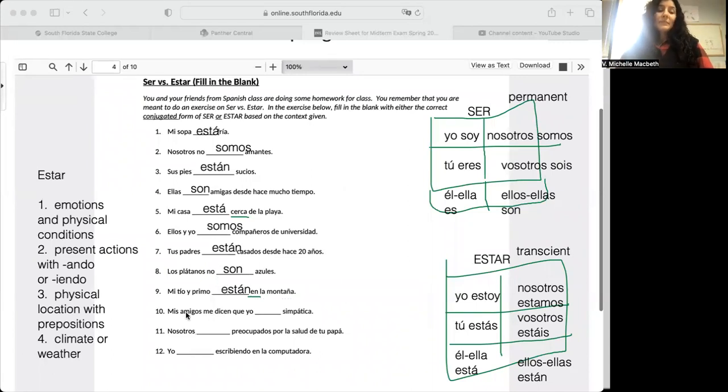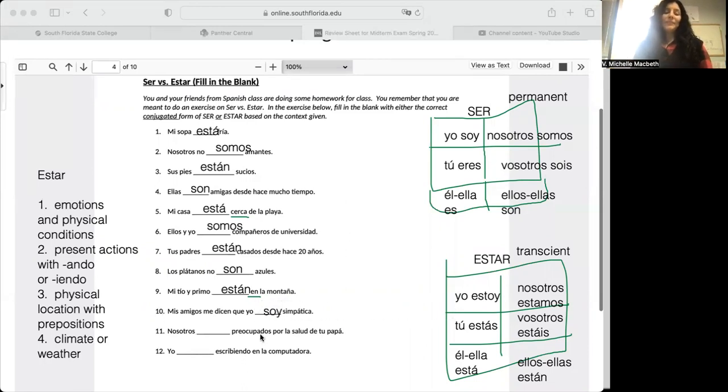Ok. Mis amigos me dicen que yo simpática. So, is being a nice person, is that an emotional or physical condition? No. Is it a present action with ando or yendo? No. Is it a physical location with a preposition? No. Is it a climate or a weather? No. What is it? A characteristic or a description. So it has to be ser.